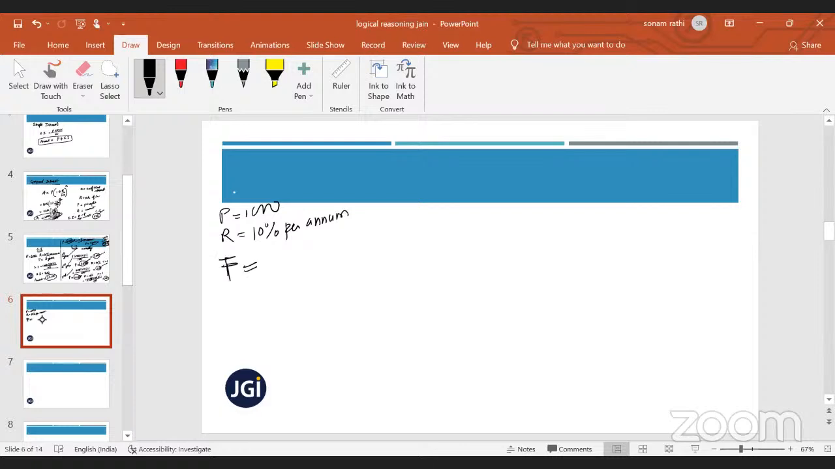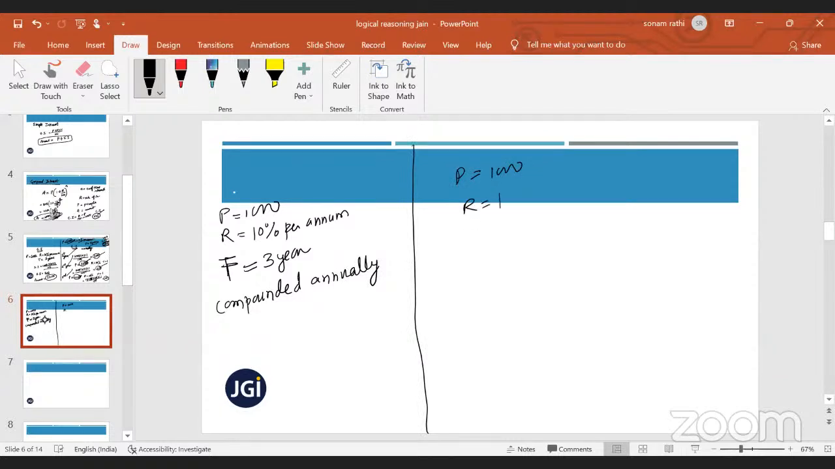Time is, let's say, 3 years. The question says compounded annually. Compounded annually, first case. In the second case, they say per annum, time is, let's say, 1.5 year. And if I say compounded half yearly. Okay, now how to do this type of question?